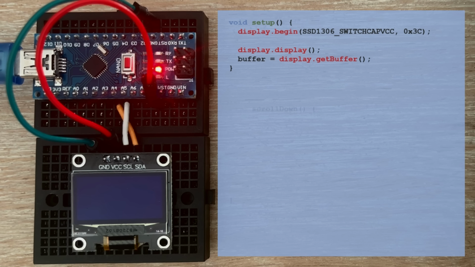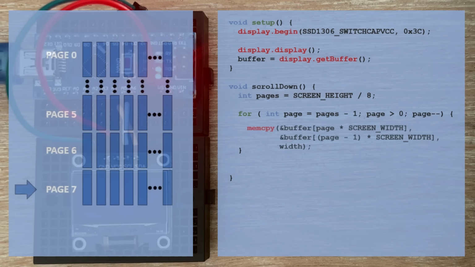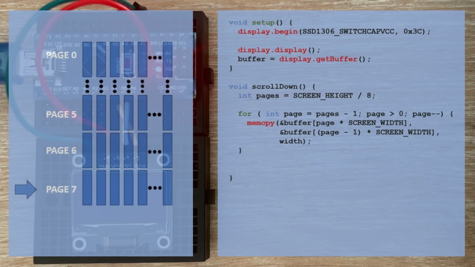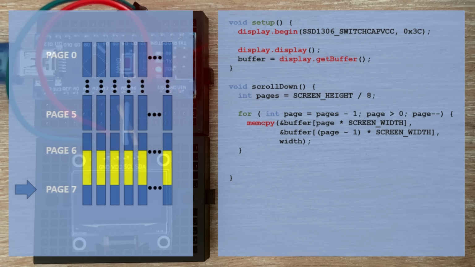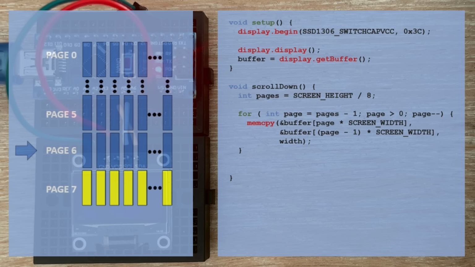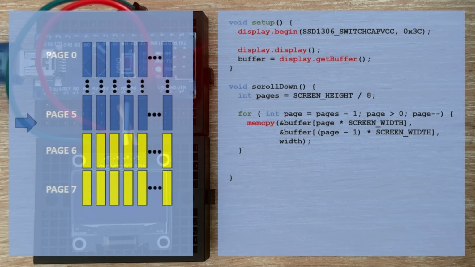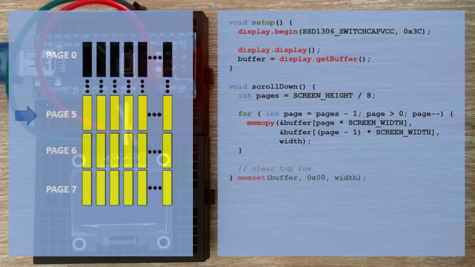Let's create a custom function that scrolls that display content down by shifting all buffer data downward and clearing the top line. We have a loop that iterates from the bottom of the screen towards the top, copying each row of pages from one above into its current position. This prevents overwriting data while shifting everything down. Finally, the top row is cleared to create empty space at the top of the screen.